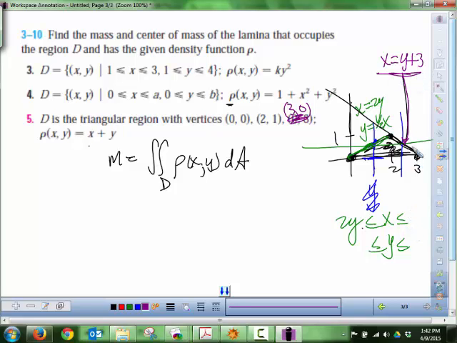So my x is y plus 3, right? So that's my upper limit. How about my y goes from what to what? Always constants, right? Always, always, always.